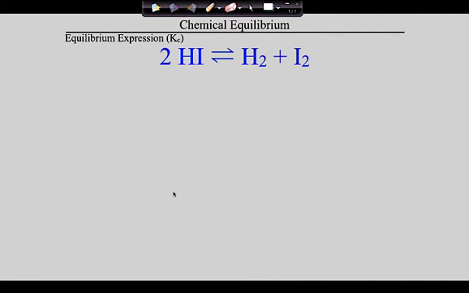So guys, when iodic acid dissociates, it breaks into hydrogen gas and iodine. It's actually kind of cool to watch because the iodine forms these really neat little purple crystals. It's kind of fun in a chemistry sort of way. So guys, write the Kc for this.